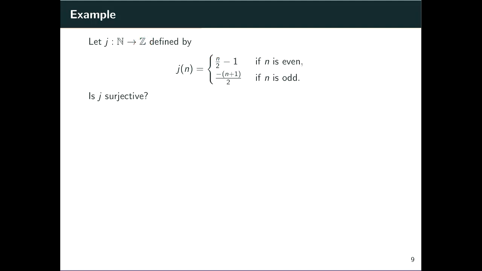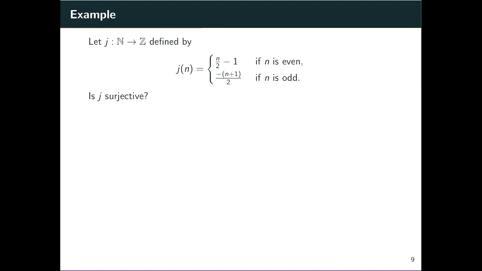And then if n is odd, then we're going to define it as the negative of n plus 1 over 2. And that's also going to be well defined as a member of this, because if n is odd, then this will be an even number, so we can divide it by 2 and still be a whole number. So the question is, is j surjective? And the answer is yes.